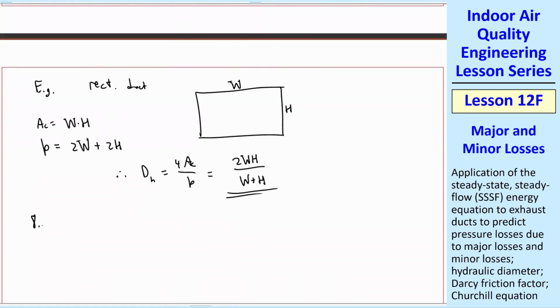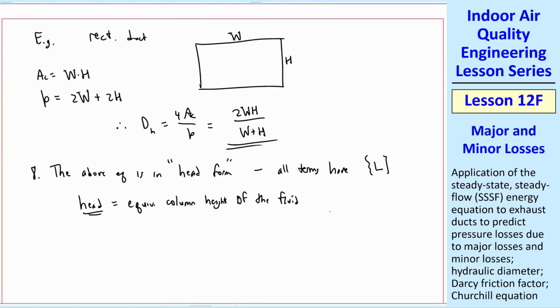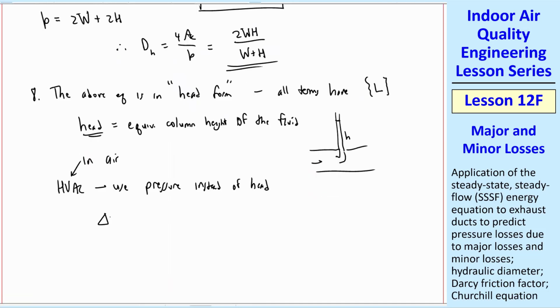Number 8, the above equation is in what we call head form. That means that all terms have dimensions of length, where head is an equivalent column height of the fluid. With water, that makes sense. Water rises to a certain level, and we could call that a head. But in air, nobody talks about a column height of air. You can't visualize it, and it's not even that meaningful. So in HVAC, in air, we use pressure instead of head. You can still use the head equation, but it's not as physically meaningful as it is for liquids.